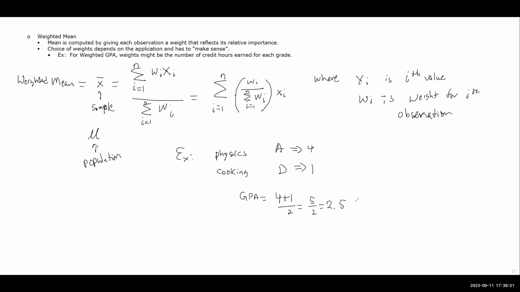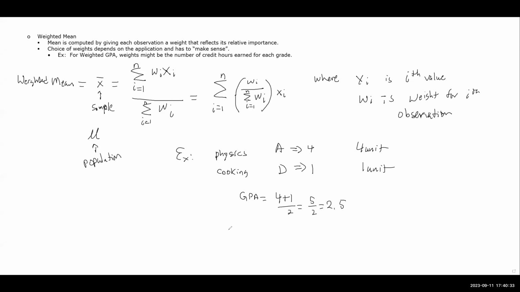2.5. Okay. Well, then let's say the student's like, wait a minute, this is not fair. Physics is a 4-unit class. Cooking is a 1-unit class. Is it fair to give the A the same importance as cooking when physics has 4 units, meaning it's like 4 times harder? One way of looking at it is 4 times harder than cooking. So the student's like, I think we should calculate it differently.